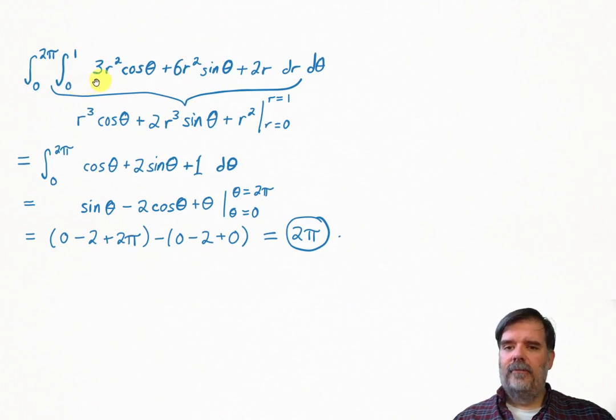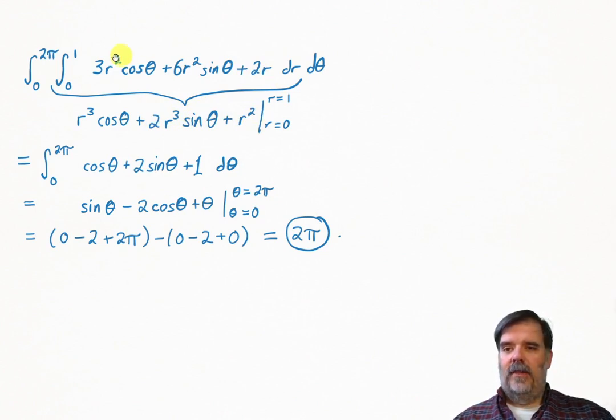So let's go ahead. Right, first, we'll do the inner integral. Right, so first, r is the variable. Treat r as a variable, which means theta is a constant. If theta is a constant, then cosine theta and sine theta are also constants. And so we have 3r squared times a constant. The antiderivative is r cubed times that constant. Similarly, the antiderivative of 6r squared times a constant is 2r cubed times that constant. And the antiderivative of 2r is r squared.